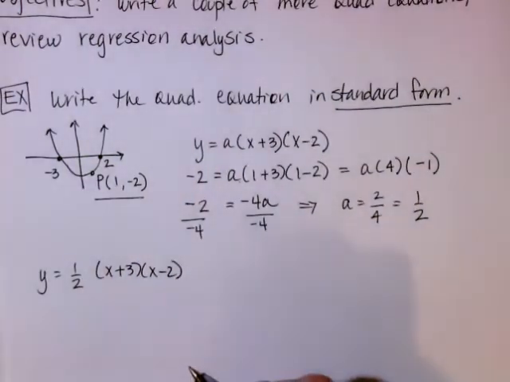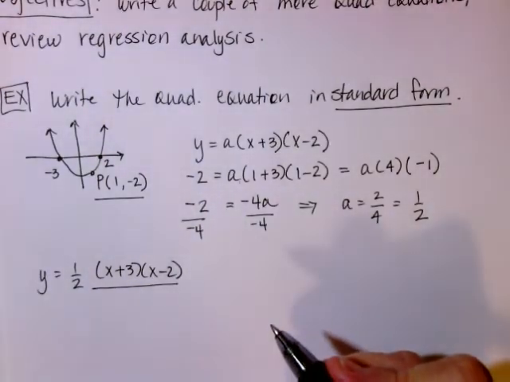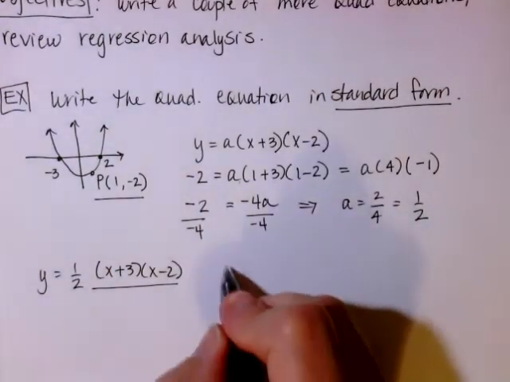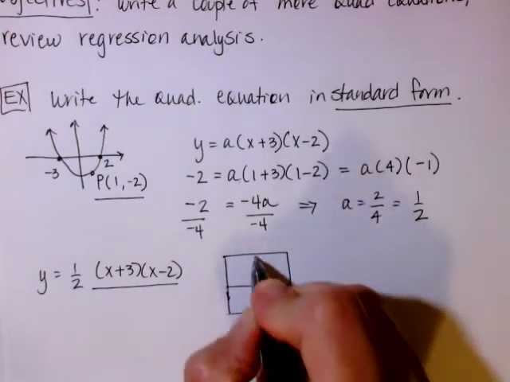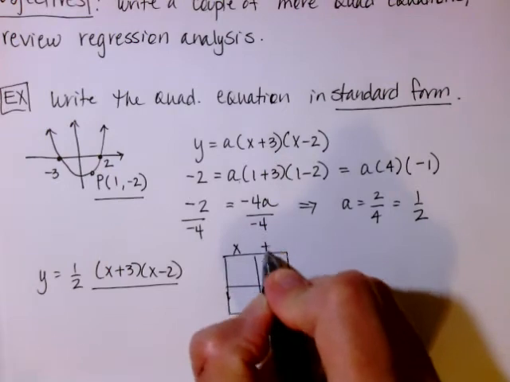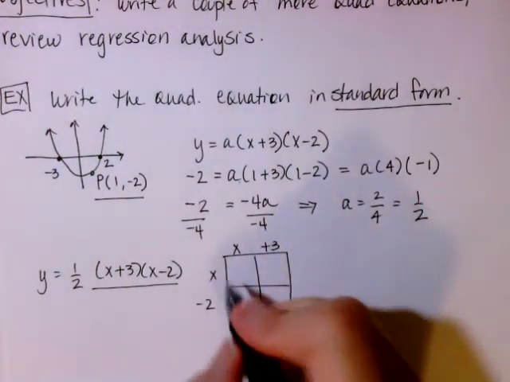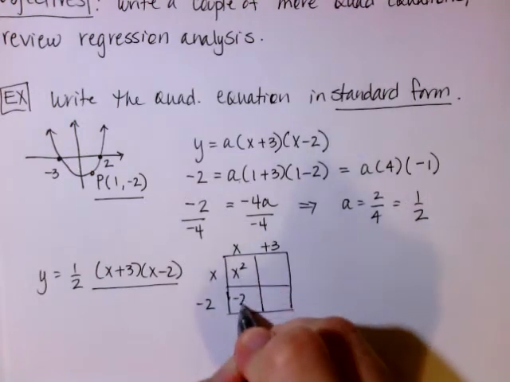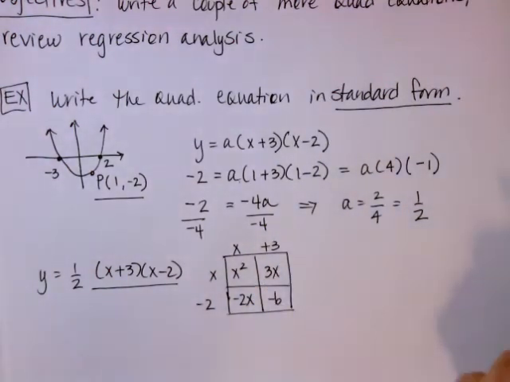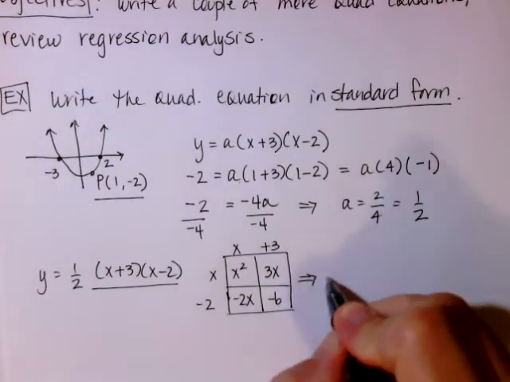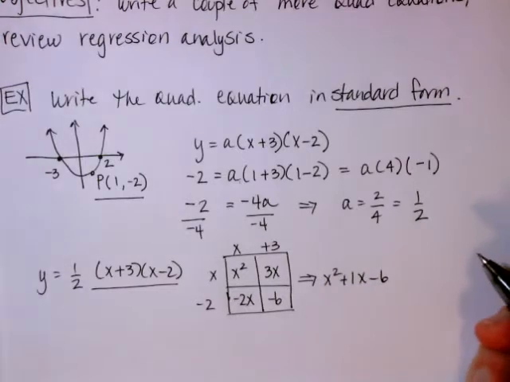but it asked me to write the equation in standard form, which means I need to expand my equation. So I'm going to start with my box first. Okay, and this is (x + 3)(x - 2). So I end up with an x squared, a -2x, a 3x, and a -6. Combine like terms and I get x squared plus 1x minus 6.